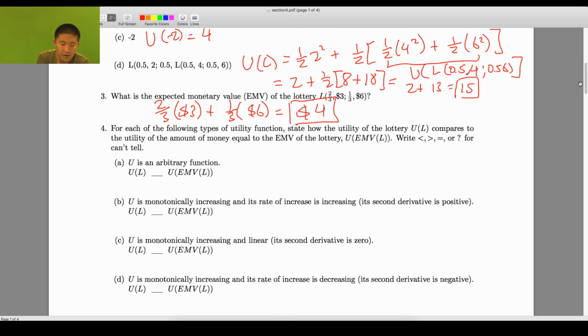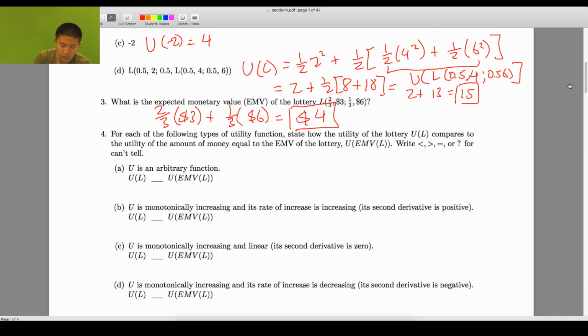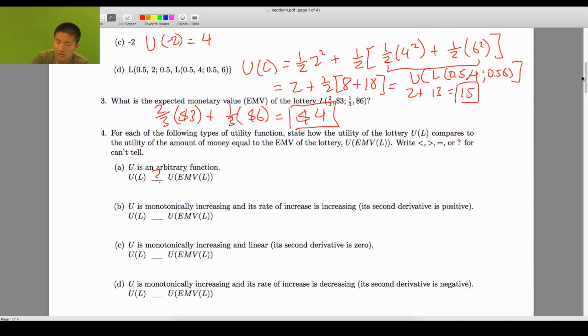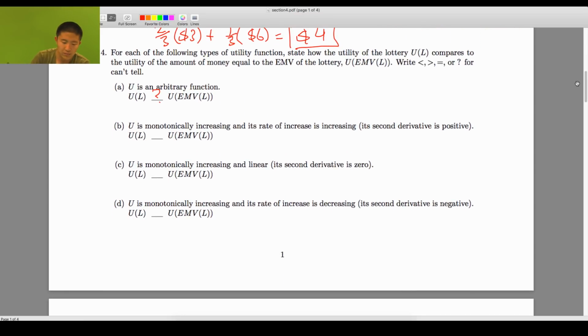For number 4, for each of the following types of utility functions, state how the utility of the lottery compares to the utility of the amount of money equal to the EMV of the lottery. So part A will be a question mark, which will be more clear as we go on to parts B, C, and D, mainly because we don't really know the characteristics of the function, so we can't really say anything about that comparison.